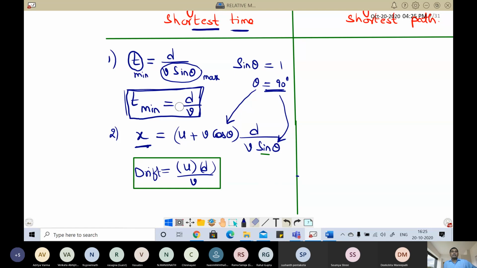So two things you have to learn by heart: minimum time and drift. And you have to travel exactly perpendicular to the river flow for crossing the river in the shortest time.